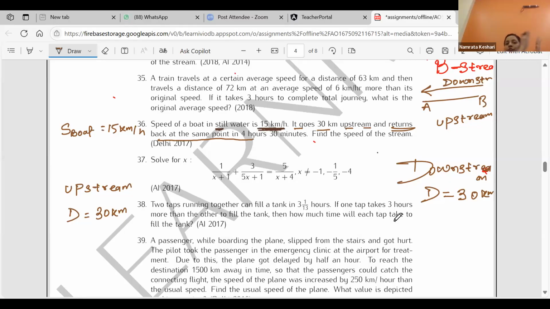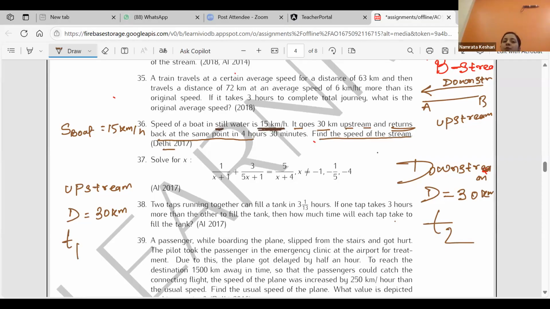That means going from A to B and then returning back to A all together. If the time over here is T1 and the time over here is T2, then T1 plus T2 is given as 4 hour 30 minute. Are you getting it? Find the speed of the stream.